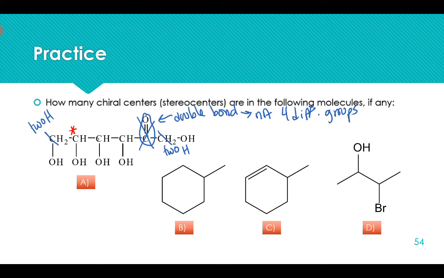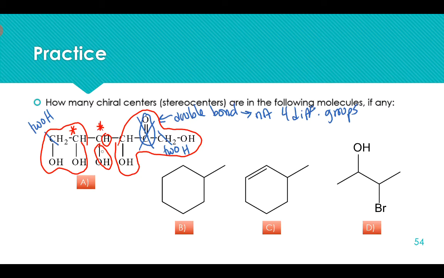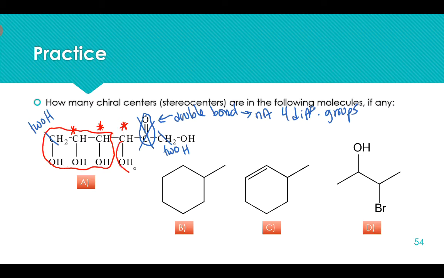Now we'll switch over to this carbon. This carbon has 1, 2, 3, 4. So this carbon also has 4 different groups, because that was not the same as that, which is not the same as that, which is not the same as the OH. And this carbon here has 1 group, 2 groups, 3, and then 4. And so this one also has 4 different groups on it.